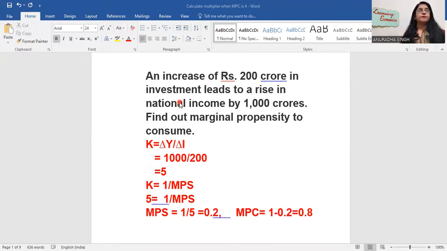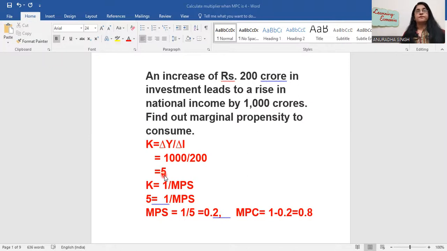Because I had already told you that if there is equilibrium level of economy at that stage, the investment is equal to saving. But they have not written that also. So what you have to do, you have to find the value of k first. You can easily find it because the formula is delta Y upon delta I, that means change in income divided by change in investment. You will take 1000 divided by 200 and the answer will come 5. The value of multiplier has come 5.